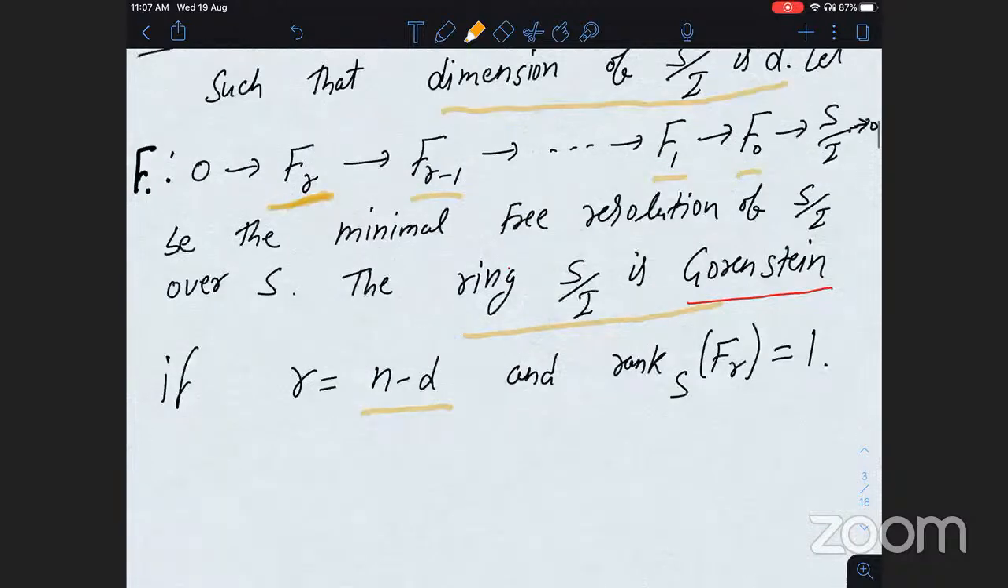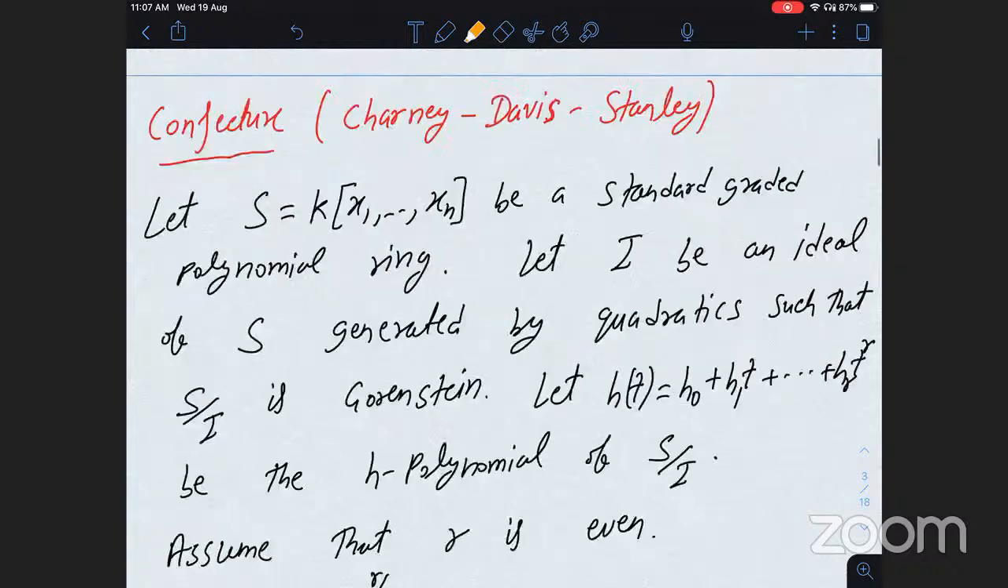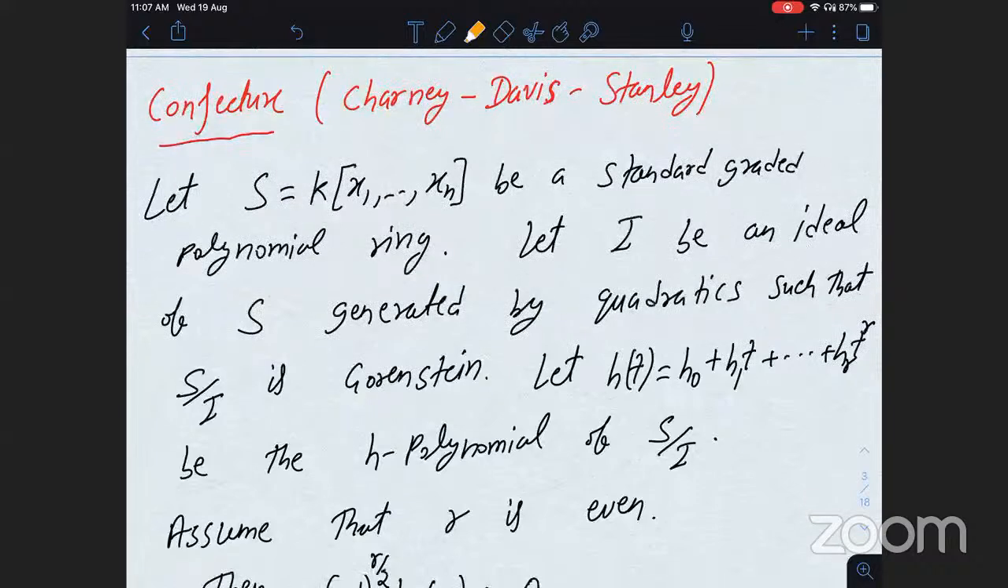Sorry, Dharamveer, can you hello? Someone is asking what is a minimal free resolution. Am I audible? Say a few words.